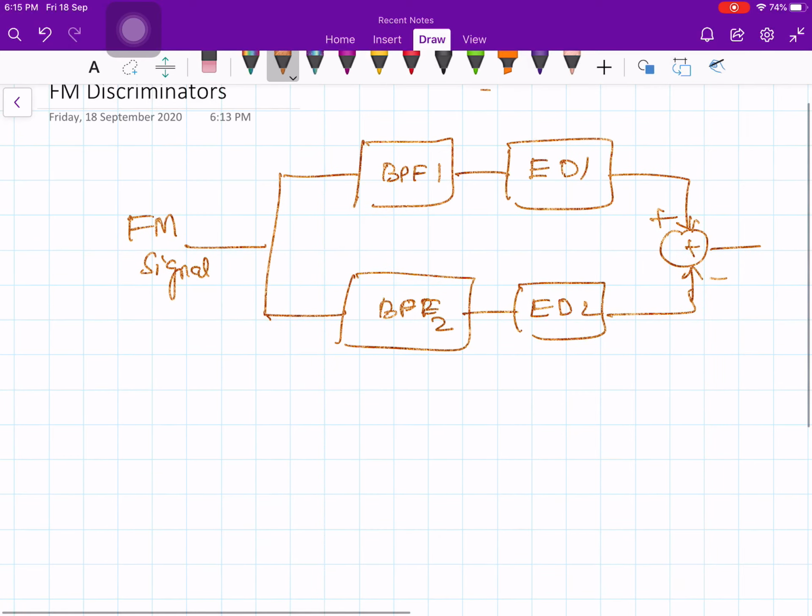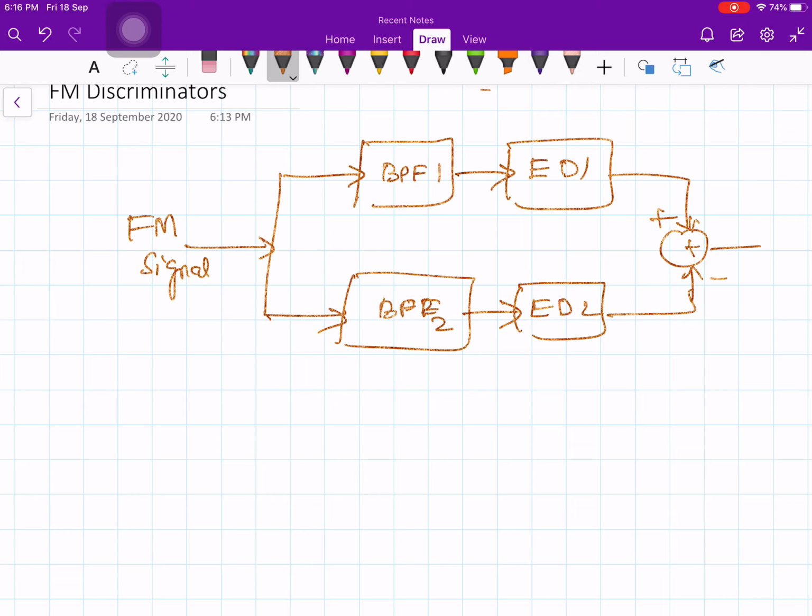Now the question in front of us is, how do we realize this in practice? Well, we can realize it exactly the way I have shown it. You take the FM signal and give it to two band pass filters followed by envelope detectors, and then finally put the summation.